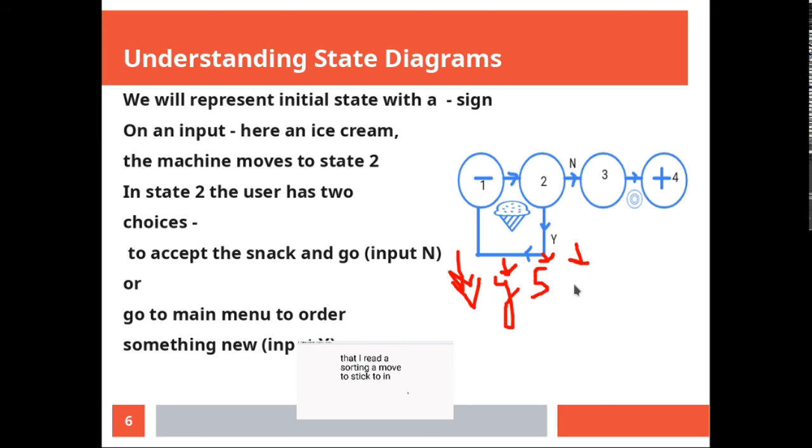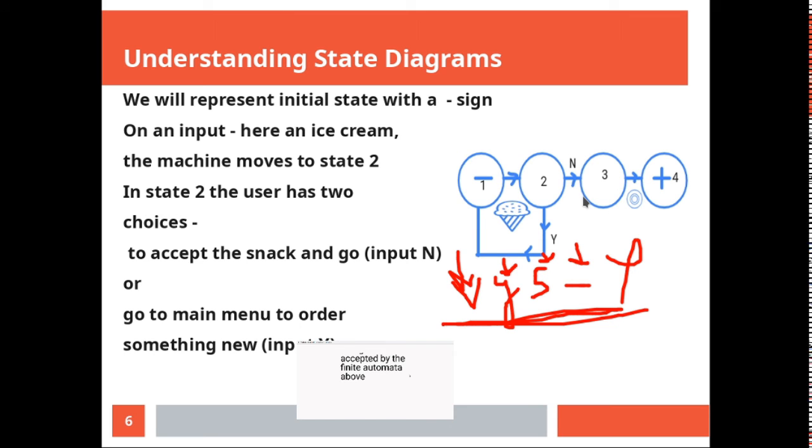In state 2 there is this blank symbol. My string has finished, but am I in the final state? No, I am not in the final state. So this string is not accepted by the finite automata above. And because this string is not accepted, this string is not a part of the language accepted by the finite automata, or this string is rejected by this finite automata.